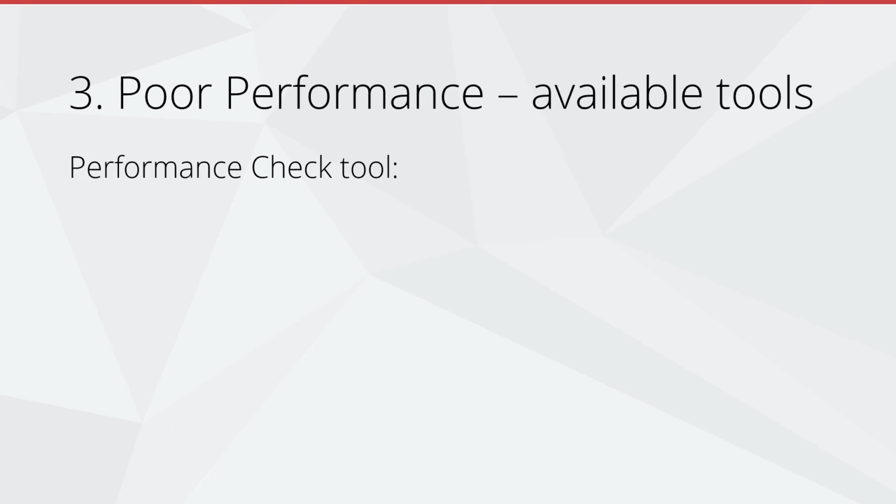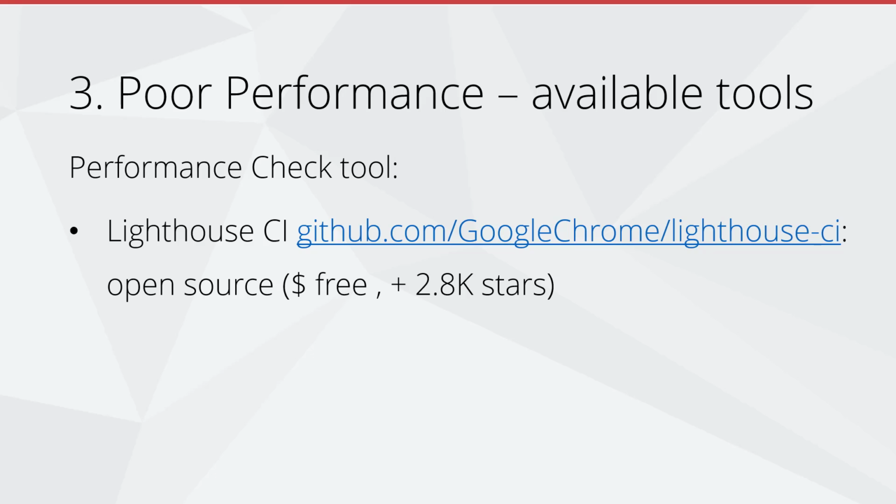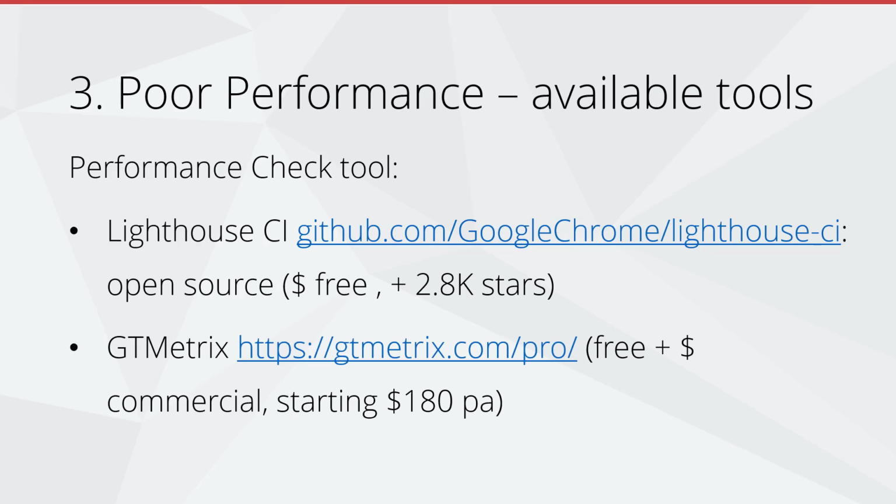For the performance, we have Lighthouse, which is coming from the Google Chrome team, and it is open source and completely free. We also have GTmetrix. It has a free and commercial license, starting at $180 a year.